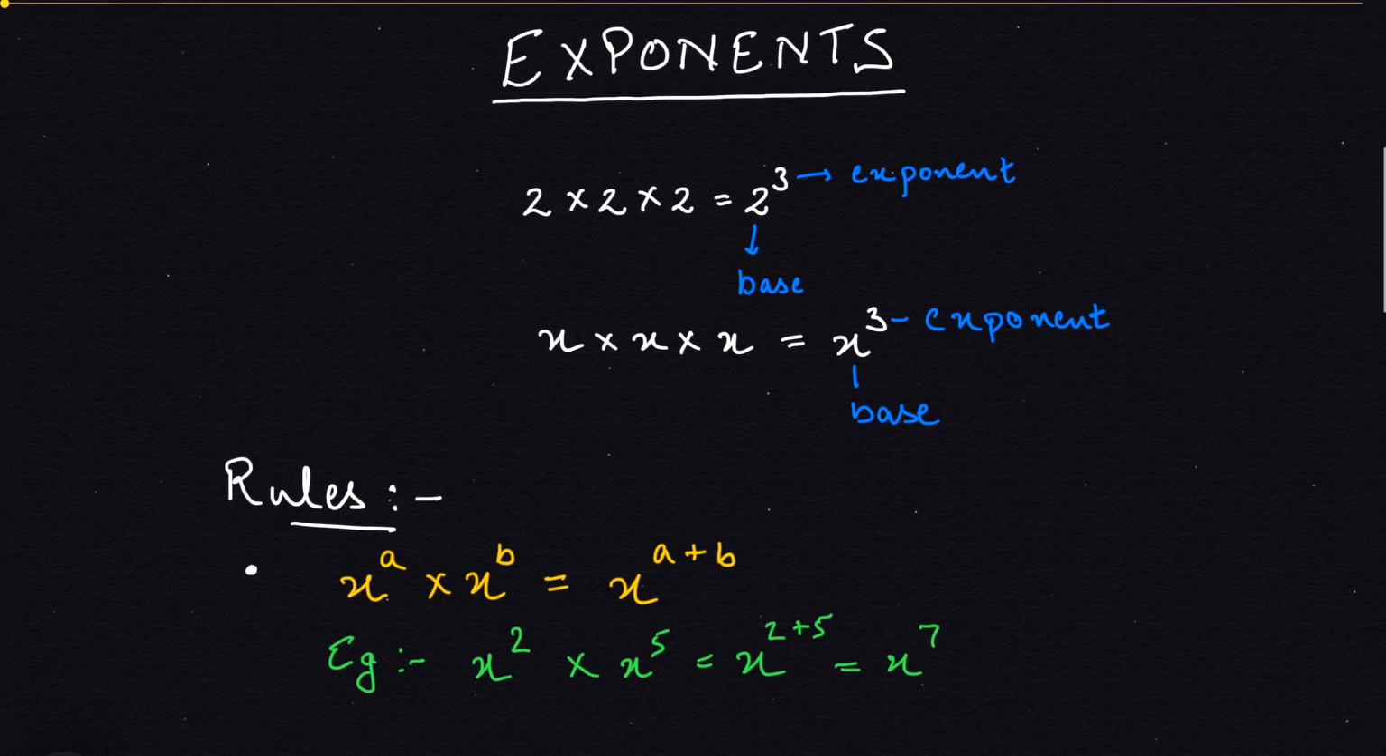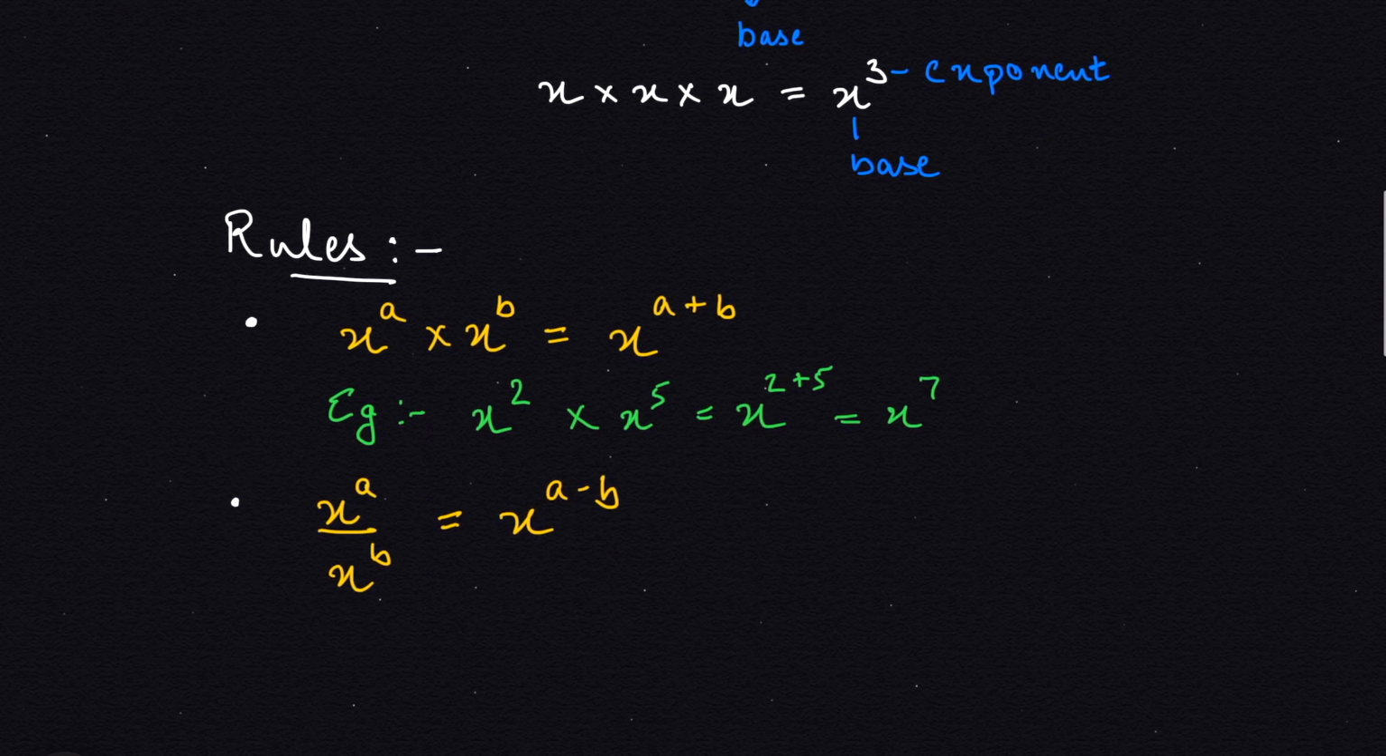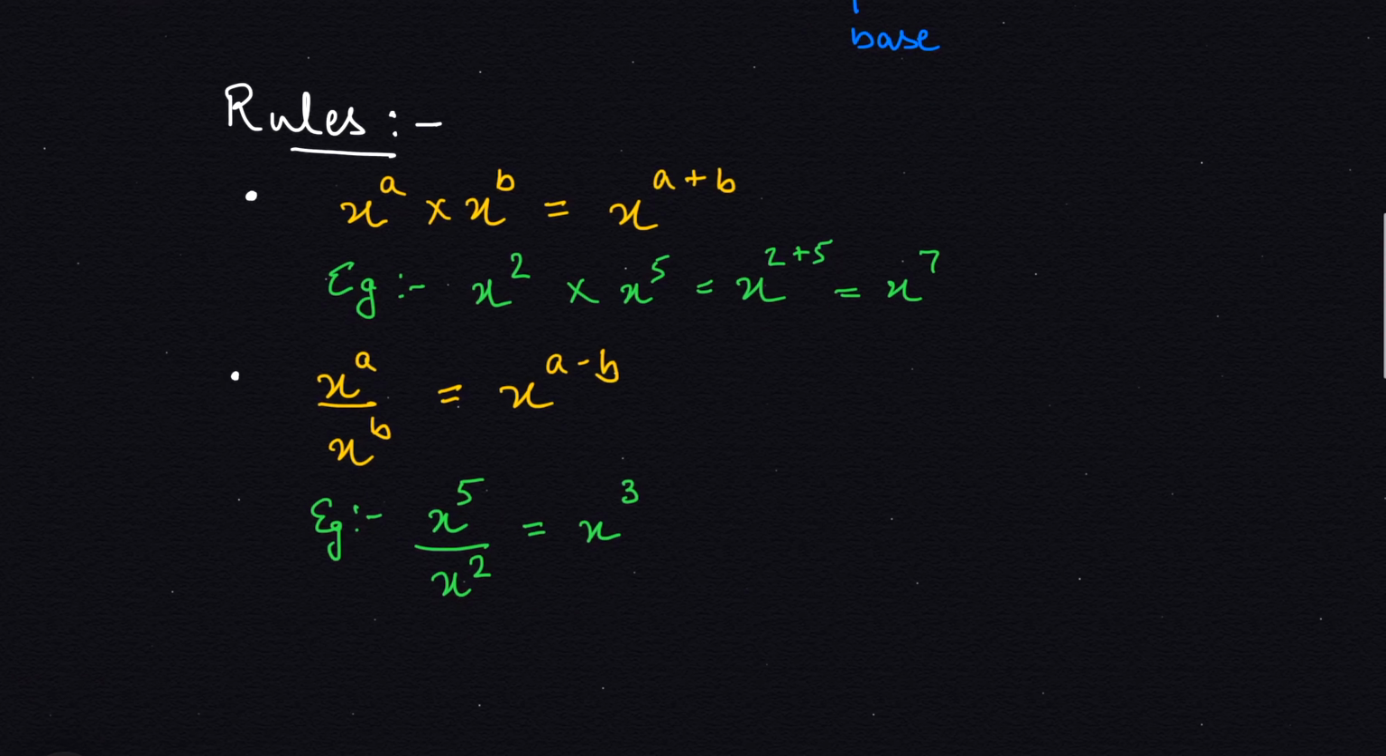which is x raised to the power 7. In a similar way, if we say exponential quantities which have the same base and different exponents but are in division, then the powers get subtracted. Let us take an example as well. Example, x raised to the power 5 over x raised to the power 2. I can write it as x raised to the power 5 minus 2, which is x cube.